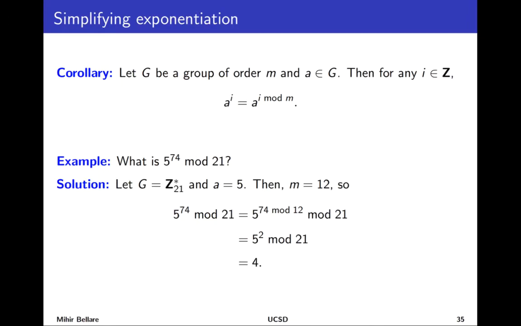So the corollary tells us that rather than trying to directly raise 5 to the 74, I can first reduce 74 mod 12 and raise 5 only to that. Reducing 74 mod 12 is pretty easy. 72 is a multiple of 12, so 74 mod 12 is 2. So we only have to raise 5 to the power 2 mod 21, and 5 squared is 25, mod 21 is 4. Okay. So application of that corollary made this really quite easy to do by hand.